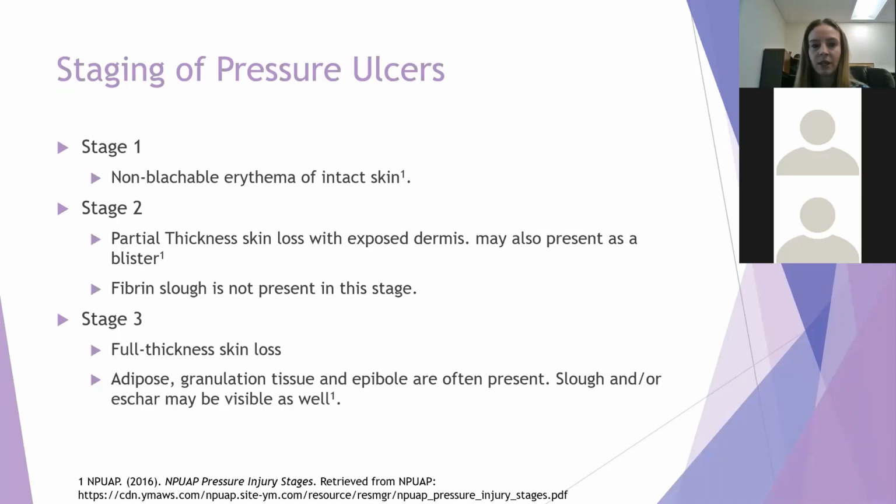But a stage 3 will have full thickness skin loss, where you'll see adipose, granulation tissue, and rolled edges are often present. Slough and scar may be visible as well for this one.